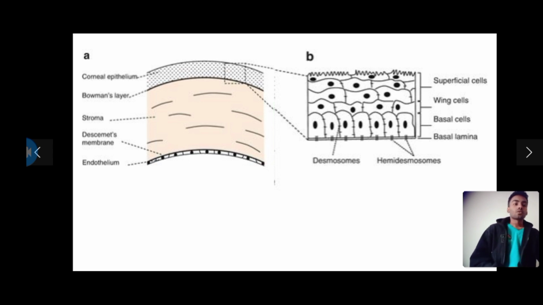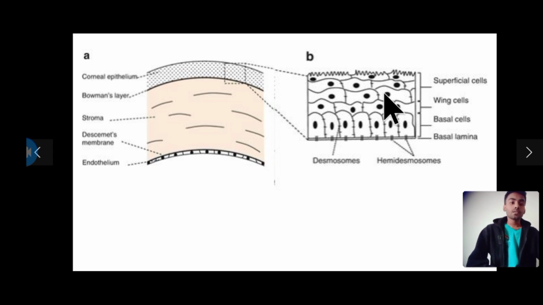After these columnar cells there are the flattened cells. The flattened cells are also called the wing cells, because they look like a wing. These wing cells are in the middle between the columnar cells and the superficial flattened cells. The nucleus of the wing cells is also flattened, and it is again attached to the columnar cells and superficial flattened cells with this tight intercellular junction.